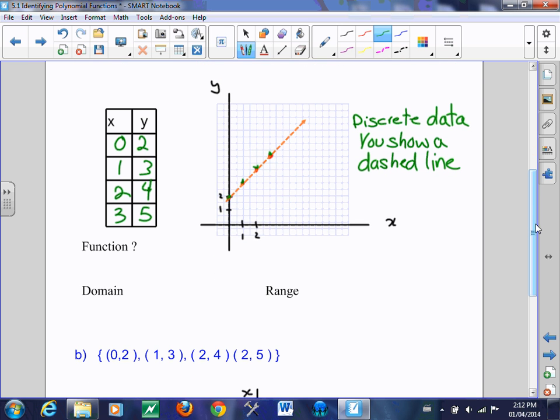Is this a function? Yes. Use the short form for because. I'm okay with that. Because each x has only one y value.